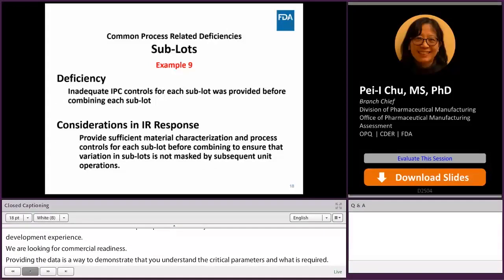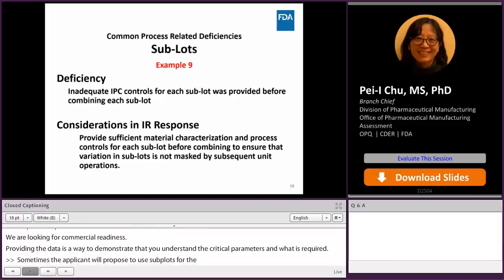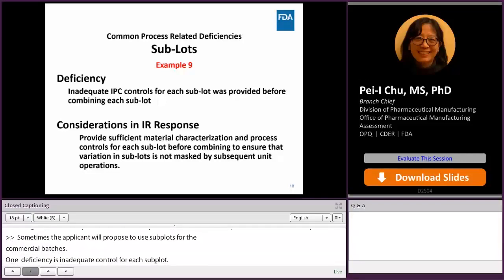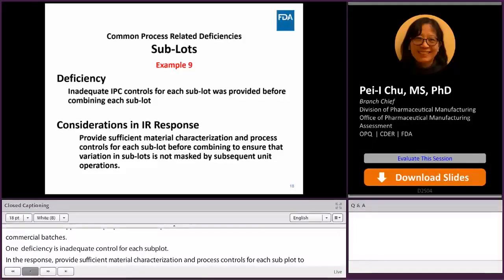Sometimes the applicant would propose to use sublots for the commercial batches. One of the common deficiencies is inadequate IPC control for each sublot. In the IR response, please provide sufficient material characterization and process controls for each sublot before combining, to ensure that variation in sublots is not masked by subsequent unit operations.